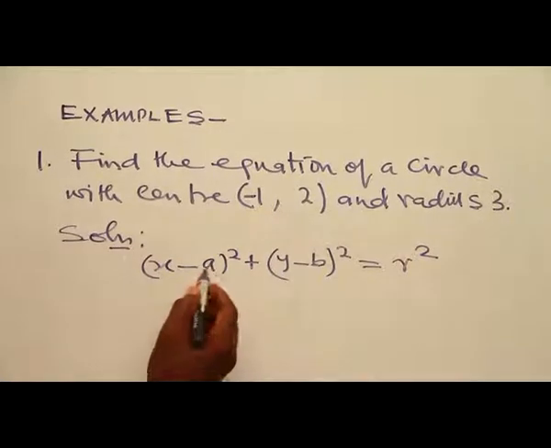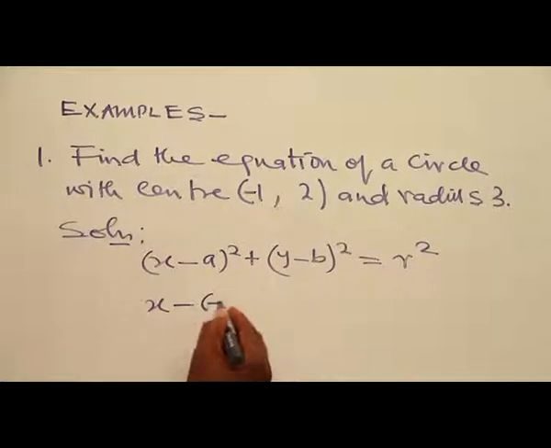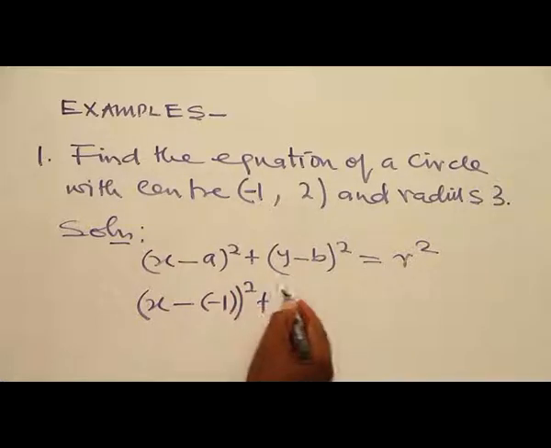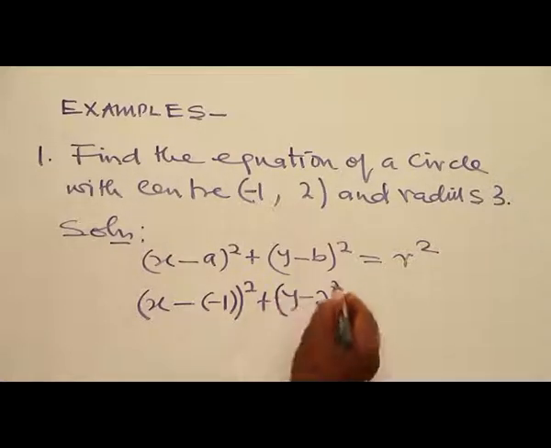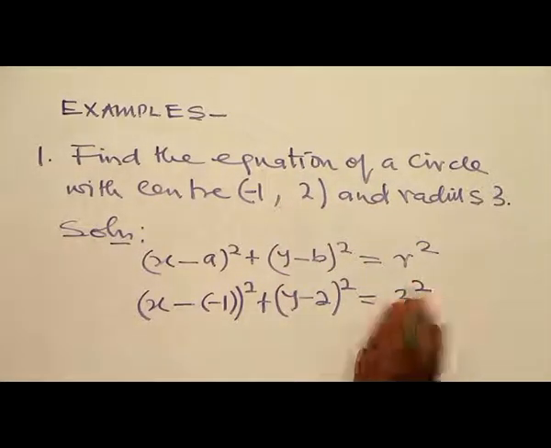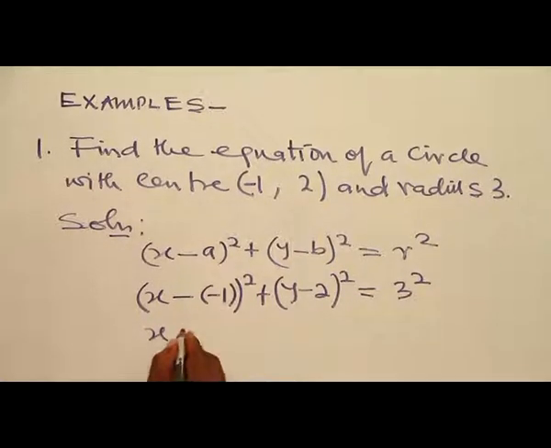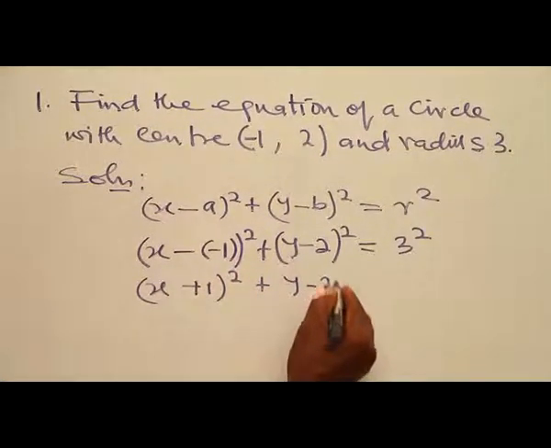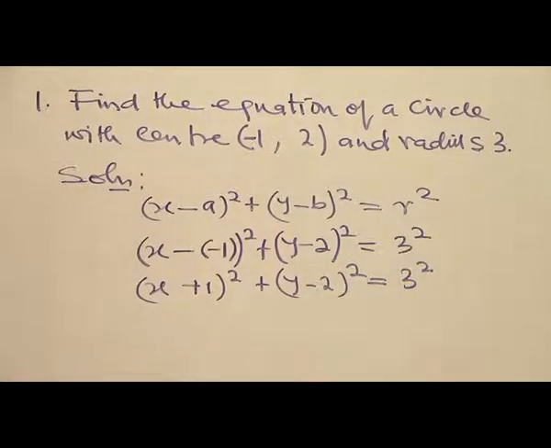In this regard, our a is minus 1, so we write x minus, of course, minus 1 again in bracket, and then square this, plus y. Our b is 2, so minus 2, open bracket, close it, and square that. And our radius is 3, and then also square that. Now, we will simplify this. Minus times minus here is plus, so (x plus 1) squared plus (y minus 2) all squared, and this is equal to 3 squared. We're taking it step by step.